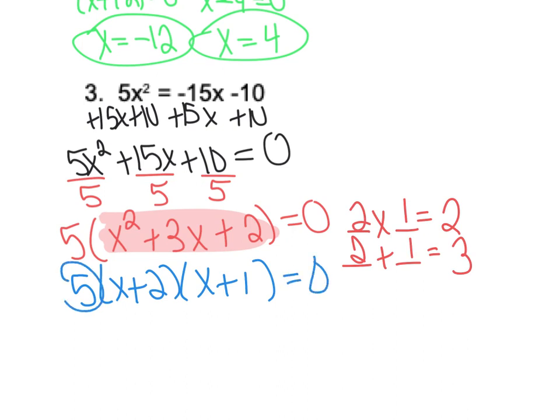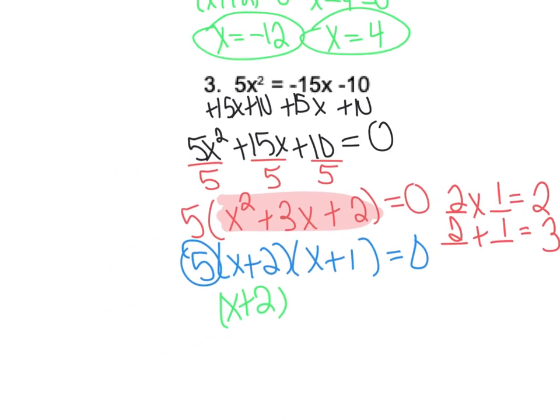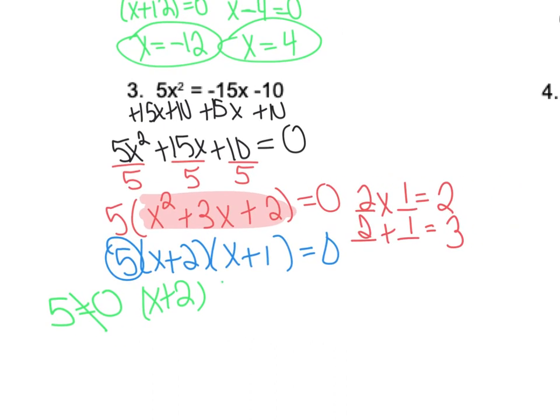This 5 on the outside, if we try to set it equal to 0, 5 does not equal 0. So we can leave that off of our answers. Actually, technically, we could say that one of our factors is 5. If we say 5 equals 0, 5 does not equal 0, so we don't need to worry about 5. And then we have x plus 2 equals 0 and x plus 1 equals 0. So our 2 solutions are going to be x equals negative 2 or x equals negative 1.